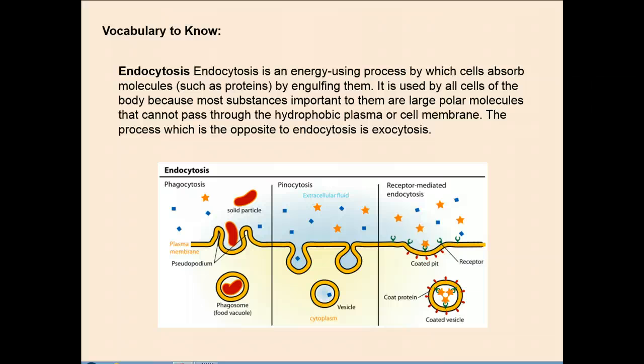So, endocytosis is an energy-using process in which cells absorb molecules such as proteins by engulfing them, and it is used by cells in the body because most substances are important to them. This is a way that cells move things in and out. I just wanted to make reference to this because we're going to be talking about endocytosis and exocytosis before too long.